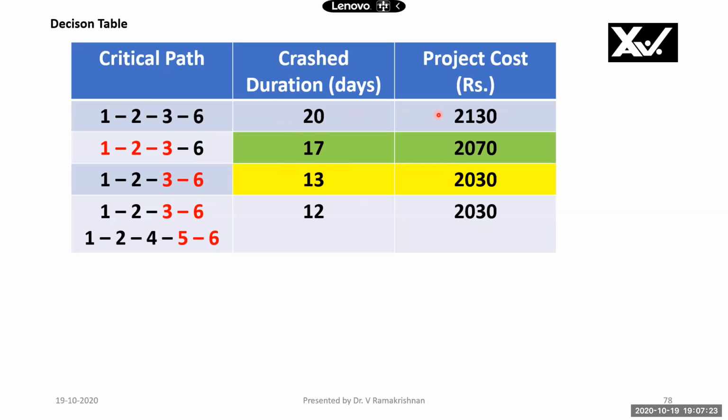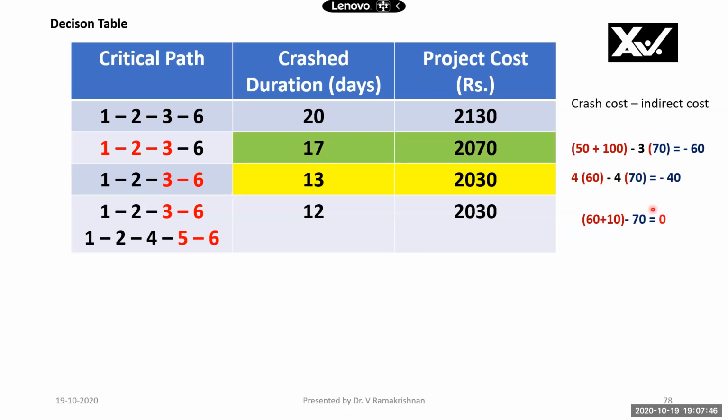This is normal duration, 2130 is the cost. For 3 days reduction, there is a reduction in cost to 2070, and I can still reduce to 2030. And if I reduce further, there won't be any gain or loss. Right? Therefore, beyond this, if you want to crash, we can do further. Probably as a homework, we can do it.